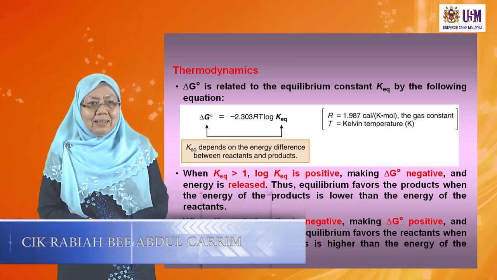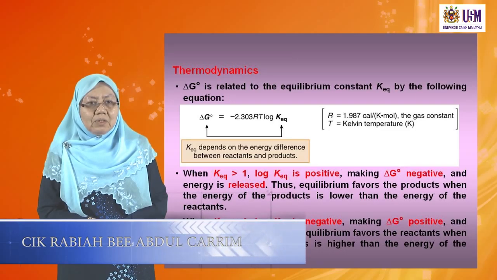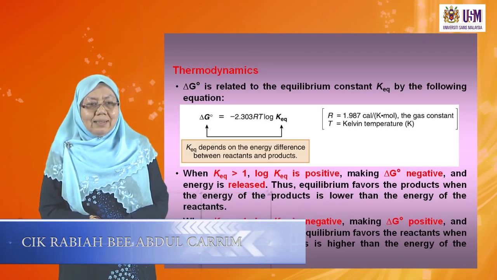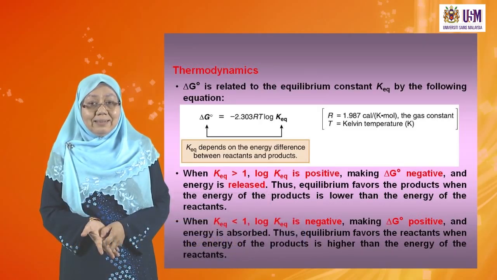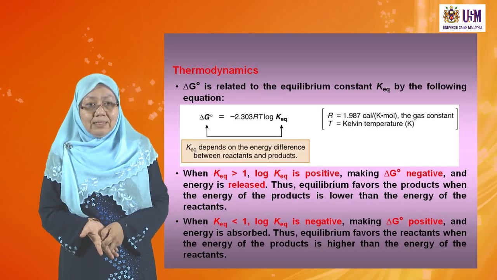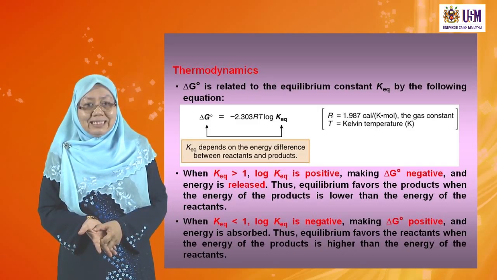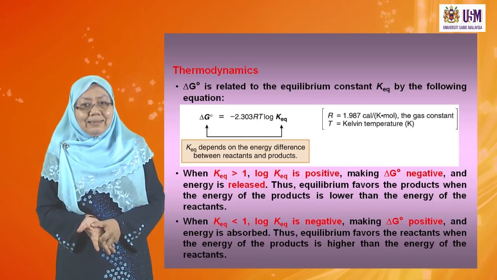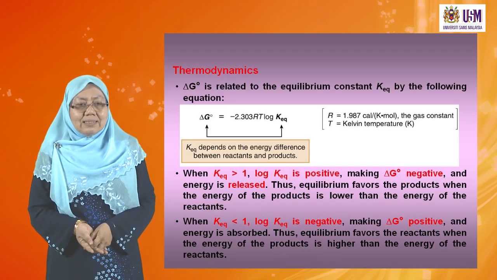So we can see now that the equilibrium constant depends on the energy difference between the reactants and the products. So when the equilibrium constant is more than 1, the log of the equilibrium constant is positive, making delta G naught negative, and energy is released. Thus, equilibrium favors the products when the energy of the products is lower than the energy of the reactants.